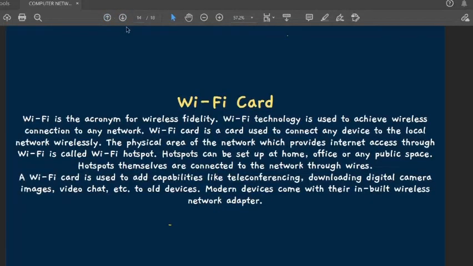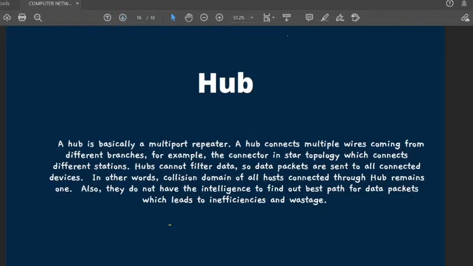Wi-Fi card I will not explain much. It's as simple as that. The examples are like a hotspot, the simple example, and I hope you must be knowing about it. When the daily data is exhausted, what do we ask for? We ask our siblings to give the Wi-Fi or the hotspot. That's called the Wi-Fi card that we have in our system or in our mobile. That's the most common thing that we use daily. I hope that's clear with everyone. You can read the definition. I hope that will make it clearer. So now let's come to hub.